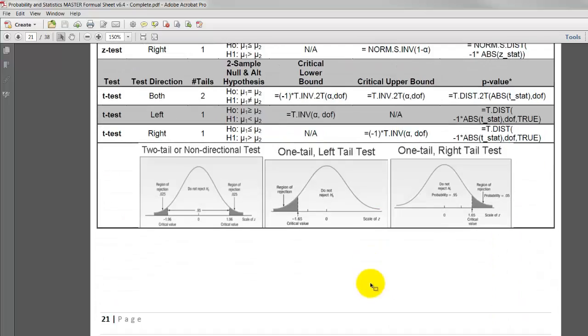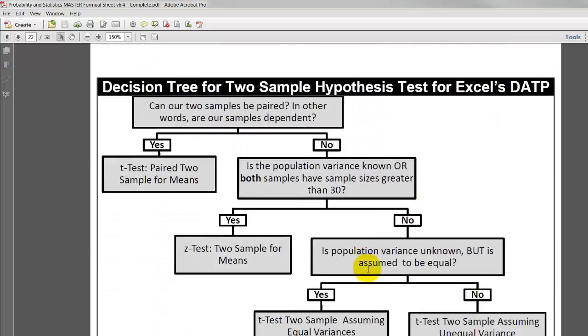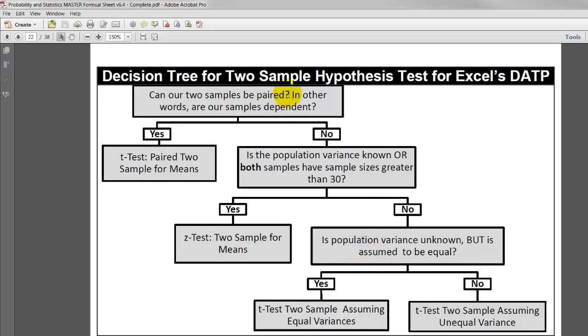Luckily, we do in fact have our decision tree for the data analysis tool pack, and it's going to yield similar results. Is it paired? No. Is the population variance known, or both samples have sample size greater than 30? Well, that's no too. Is population variance unknown? Well, that's true. But yes, they are assumed to be equal. So we are going to apply the t-test two sample assuming equal variances. Let's go ahead and do that.